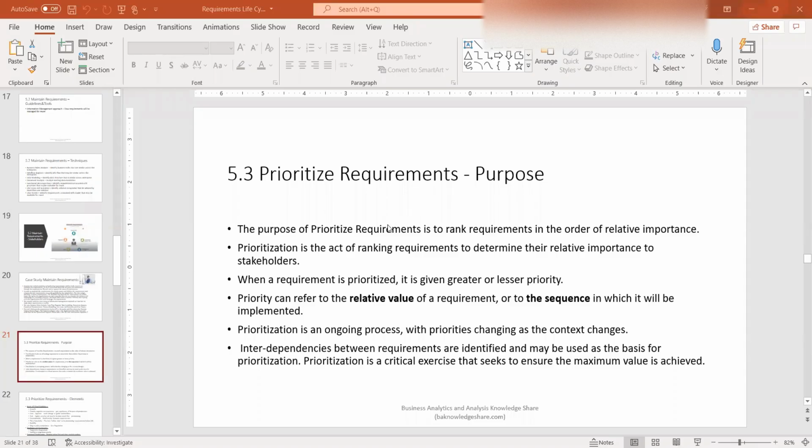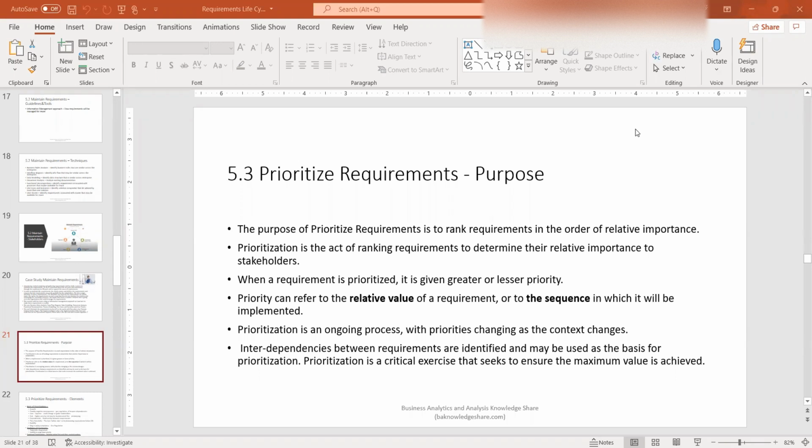Now, why do we prioritize requirements? The purpose of prioritizing requirements is to rank the requirements in the order of relative importance. Prioritization is the act of ranking requirements to determine their relative importance to stakeholders. When a requirement is prioritized, it is given greater or lesser priority. Priority can refer to the relative value of a requirement or to the sequence in which it will be implemented.